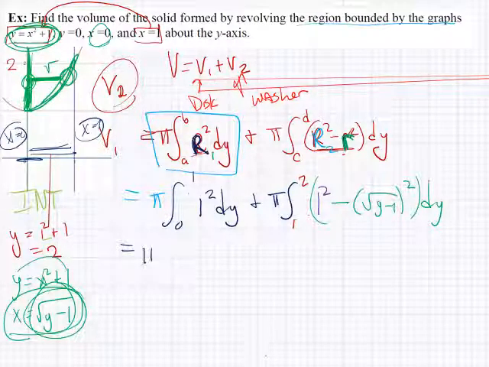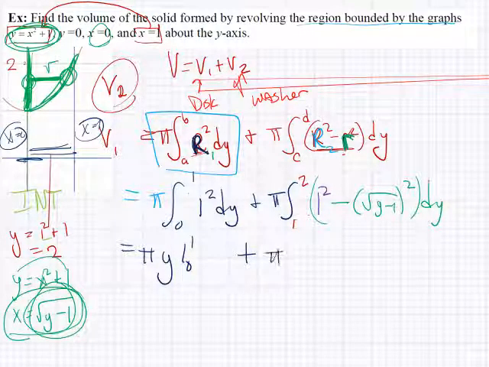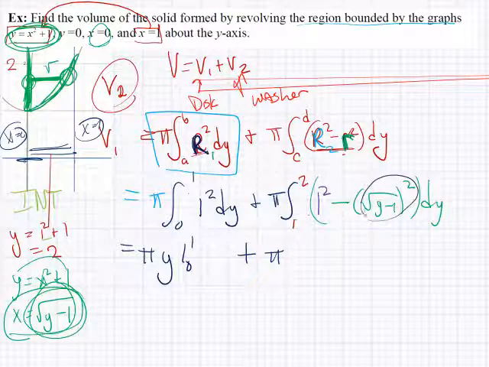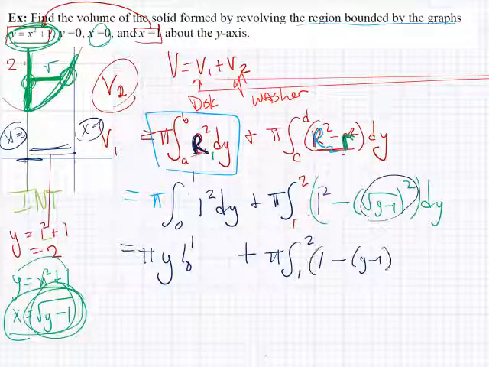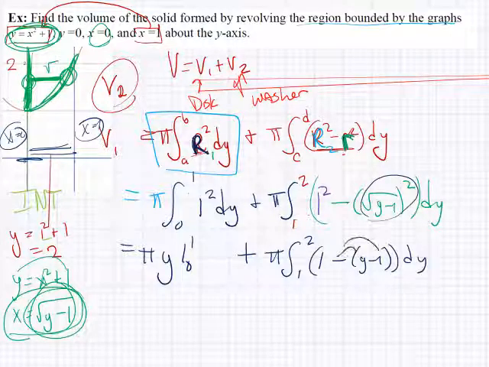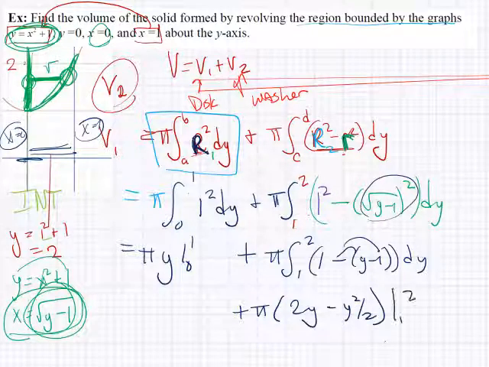So this first one will be pi times the integral of 1 dy, which would just be y between 0 and 1. Plus, over here I have pi. If I square this, I'm squaring the square root, so it cancels. So let's rewrite this first. I get 1 minus the quantity y minus 1, dy. So if I distribute this in, I'll get negative y, and I'll get another plus 1, so 2. So what I end up with is pi times the integral of 2, which would be 2y, minus y, which would be y squared over 2, and that would be between 1 and 2.